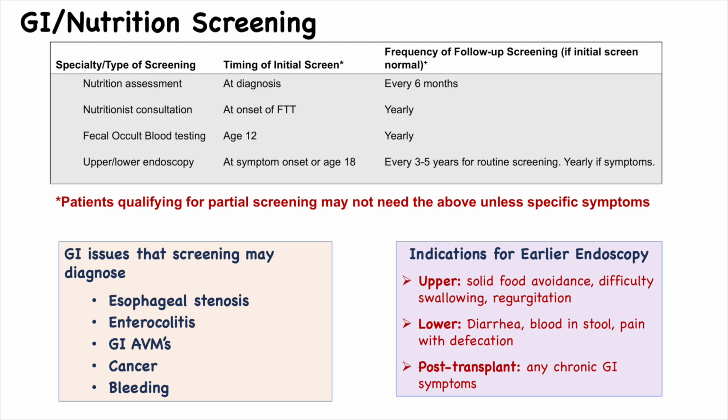The reasons why you might want to pursue an earlier endoscopy if you haven't already started it. For the upper tract, there would be symptoms of narrowing of the esophagus, right? So solid food avoidance, difficulty swallowing, regurgitation of food, not being able to pass it. And then lower tract includes diarrhea, blood in stool, pain with defecation as well. And post-bone marrow transplant, we have to be very careful with GI symptoms and have a very early threshold to do endoscopic evaluations for patients because some of the complications of transplant, including graft versus host disease, can cause a progression in telomere disease-associated symptoms in the GI tract.